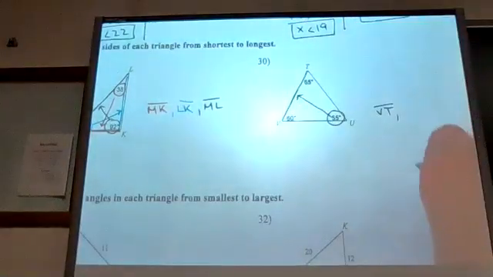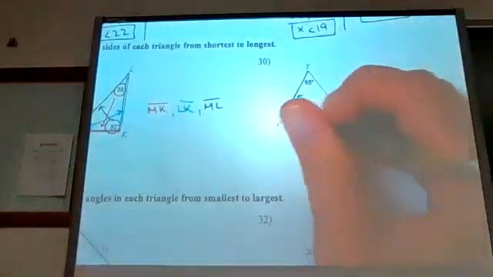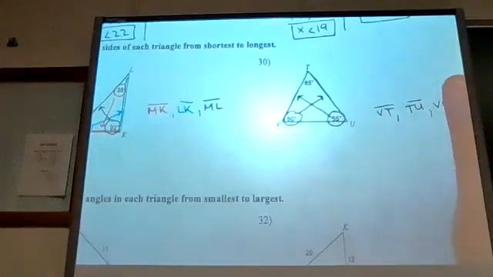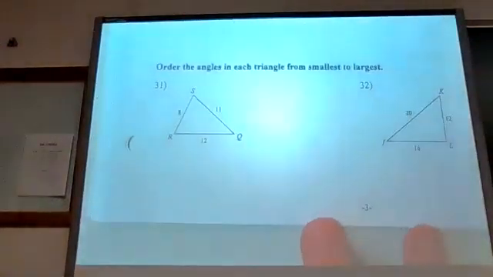What's the middle length? TU. Across from 60 is TU. And my longest length then would be VU or UV. Doesn't matter what direction I go there. So it works, given my angles, I can find my sides, or given my sides, I can order my angles.